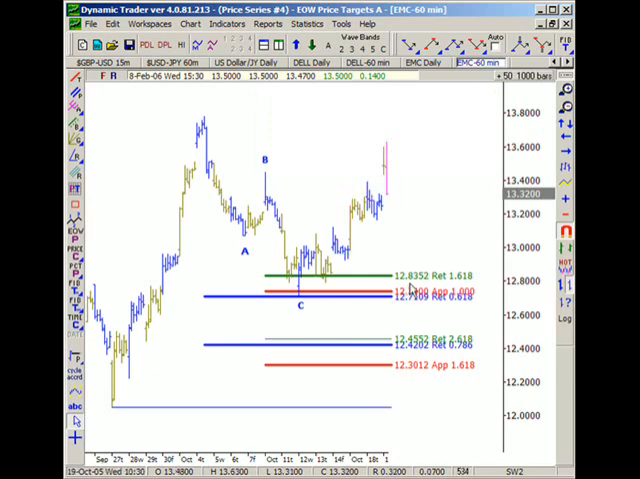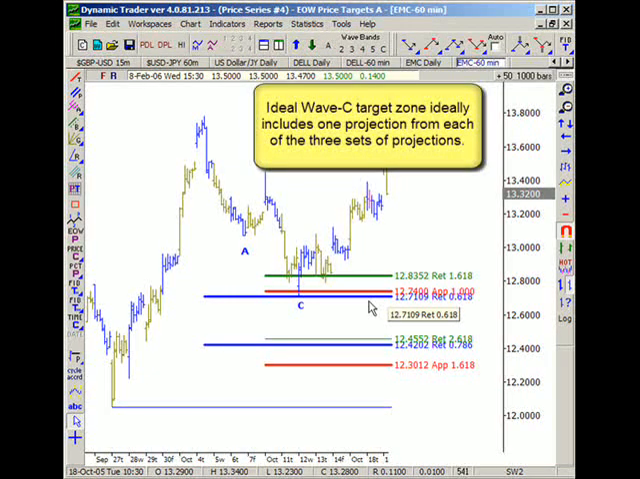We do the external retracements, and those retracement lines will be shown in green. We do the alternate price projection, and those lines will be shown in red. We do the internal or dynamic retracements, and those lines will be shown in blue. And we look for relatively narrow ranges, which ideally have one projection from each of the three sets.